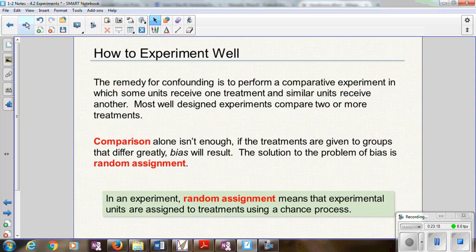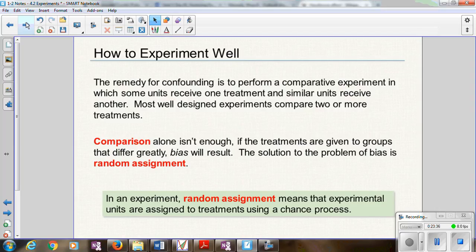If the treatments are given to groups that differ greatly, then we're going to have bias. The solution to the problem of bias is random assignment. And again, we saw this with the samples. When we had selection bias, the way we avoid selection bias is to randomly select people for our samples.